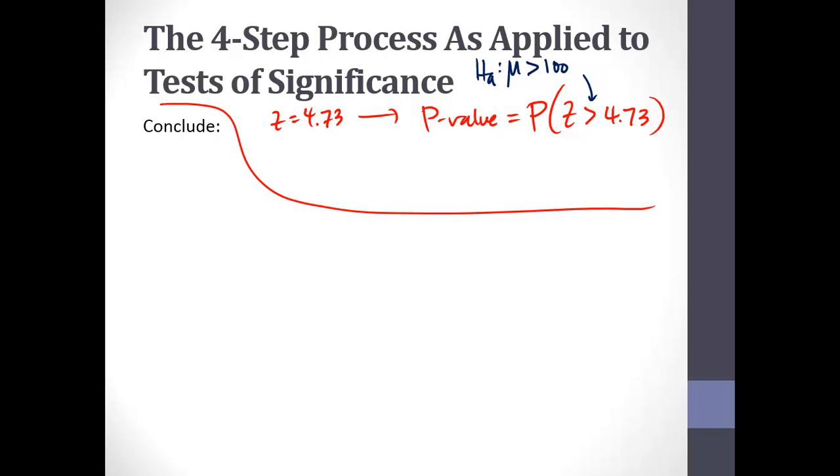This is equal to 1 minus the probability that z is less than 4.73, which is approximately equal to 1 minus 1, or 0. This p-value is essentially 0. We could say it's 0.000000001 or something like that, but for all practical purposes, the p-value is pretty much 0.